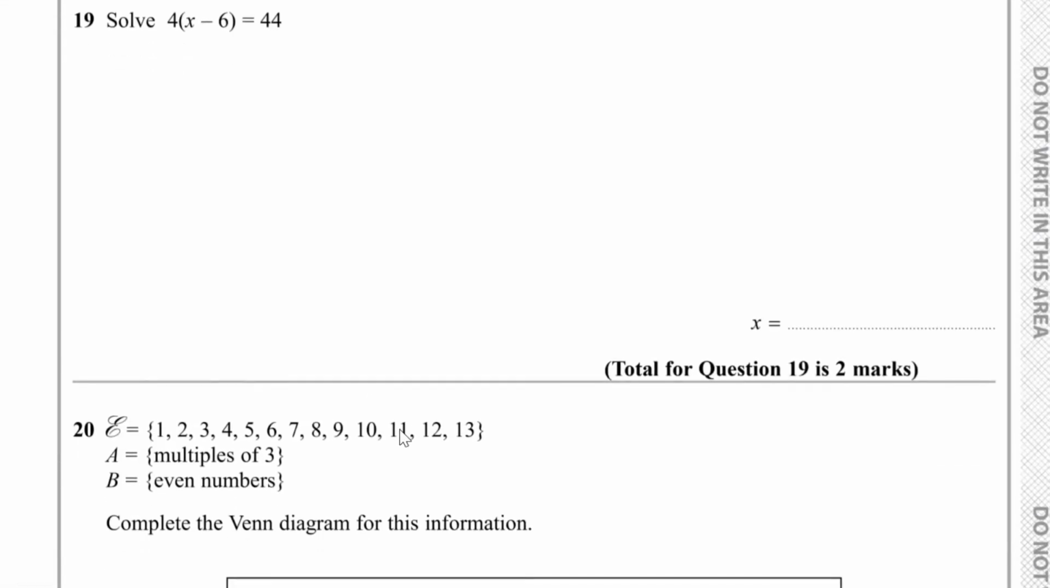For question 19, we have to solve 4 lots of x minus 6 equals 44. Well, the first thing we can do is divide both sides by 4. Of course we can multiply out, but I choose to divide by 4 first. So we have x minus 6 equals 11, and then we add 6 to both sides. It turns out x is equal to 18. So x is equal to 18.